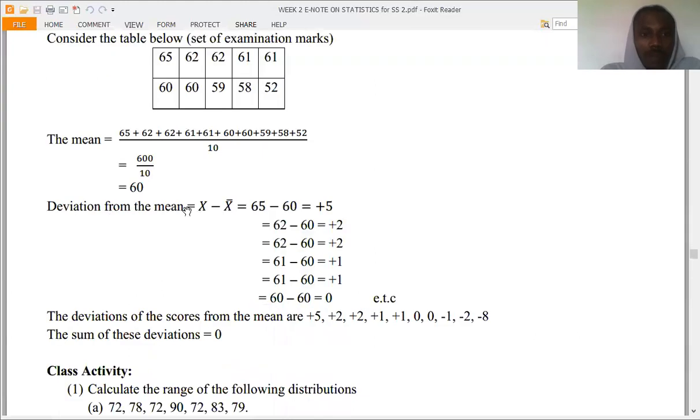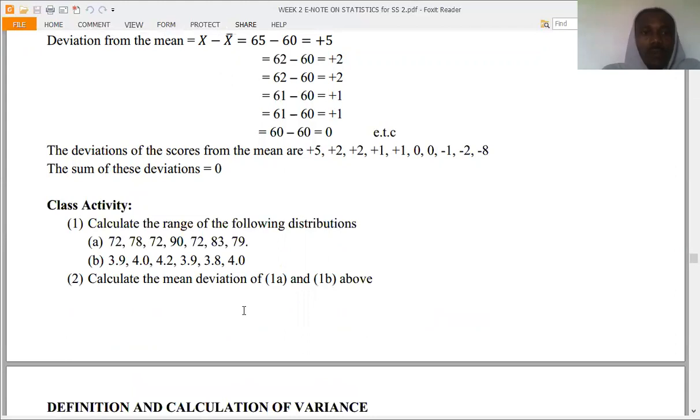The deviation from the mean is given by this. Here is the formula to calculate deviation from the mean. All right, so 65 minus 60, which is plus 5, 62 minus 60, plus 2, 62 minus 60. We subtract 60 from each of the data points in the data set, and the deviations of the scores from the mean are given as follows. So if you observe, you see that the sum of these deviations is equal to 0.